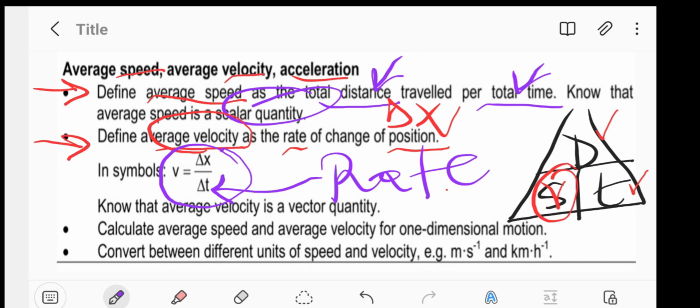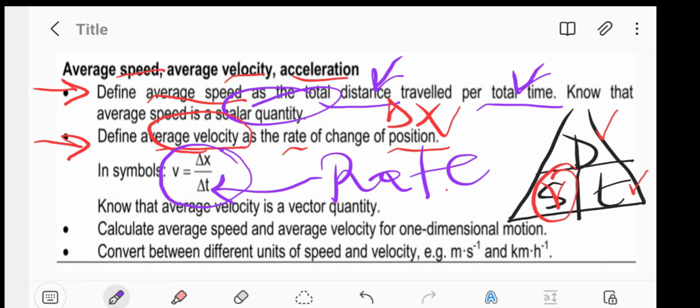For velocity, we say it is the rate of change of position. We can see that time is indeed in the denominator. They say know that average velocity is also a vector quantity. It's a necessity. It's a must for you to know that.